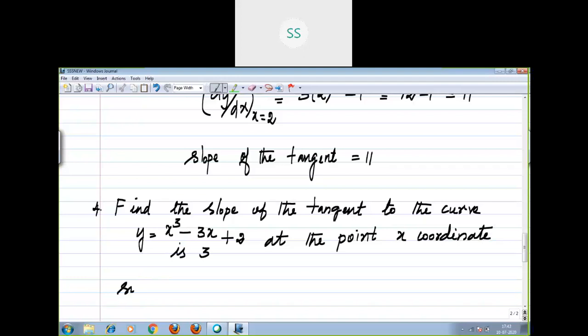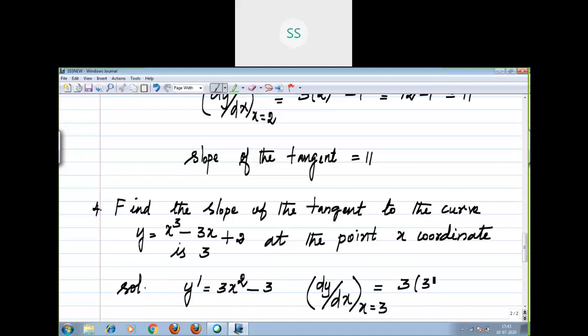So, solution, you are going to differentiate: y dash equal to 3x square minus 3x, it becomes minus 3. The constant 12 will act as 0. Now, dy by dx at x is equal to 3. X coordinate is given. So, x is equal to 3. 3 into 3 square minus 3, which is equal to 27 minus 3, which is equal to 24. So, what is your slope of the tangent?